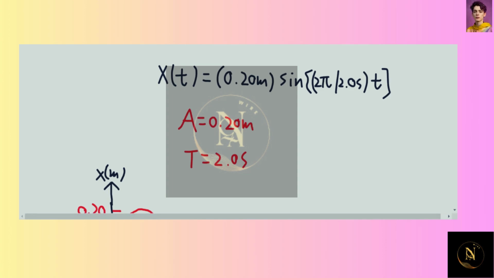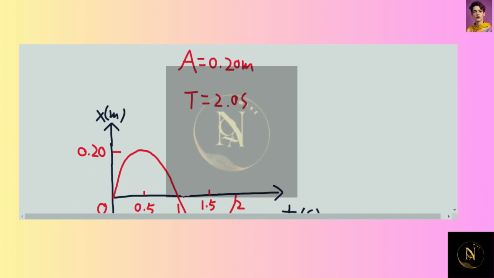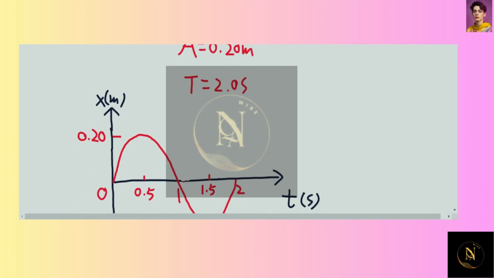Okay, so we know the position versus time function is given as 0.20 meter sine 2 pi over 2 second t. So we know the amplitude should be equal to 0.20 meter and the time period should be 2.0 seconds. So this is the position versus time graph, okay?